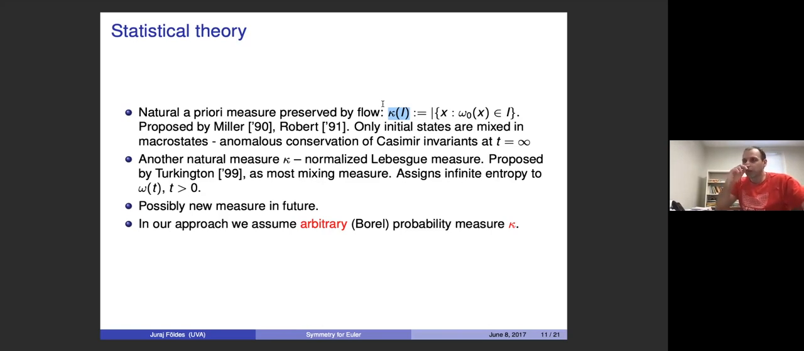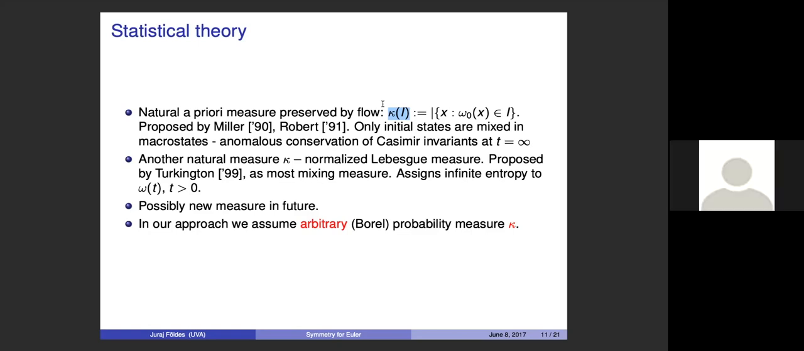All right, so there are some problems even with Turkington's approach, because it's going to assign infinite entropy to any finite time evolution, which is not nice, as you may agree. So it's not completely clear if one should choose this measure of Miller and Robert, or one should choose Turkington, or something in between, or something completely different. Okay, so maybe there's a different measure.